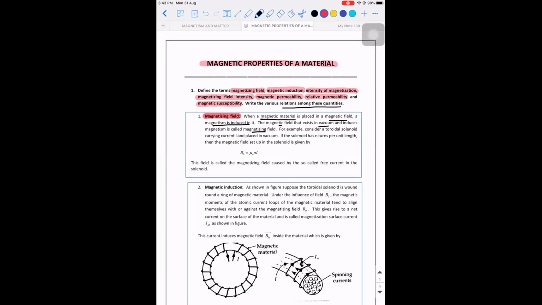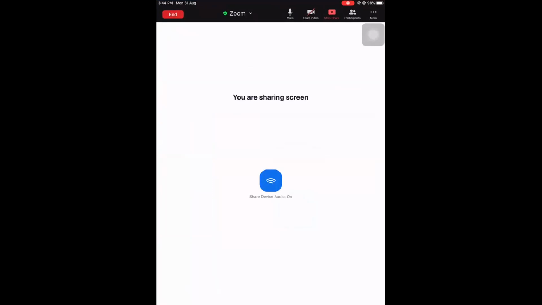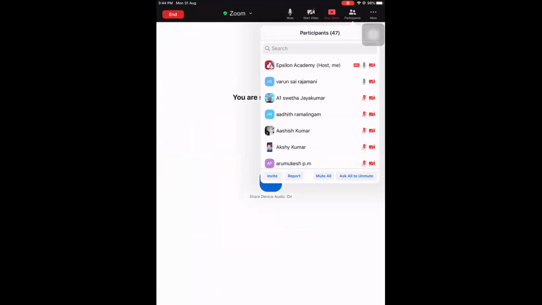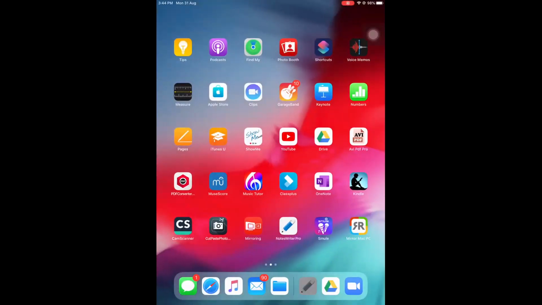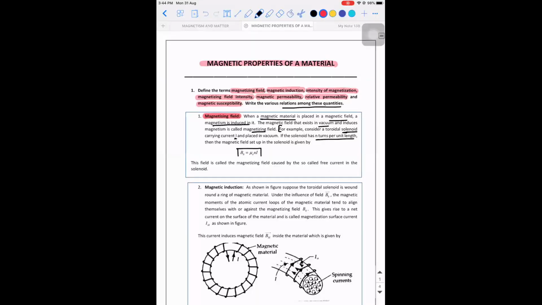So the example is given. For example, you can consider a solenoid. It need not be a toroidal solenoid also. You just consider a solenoid which is carrying current I and is placed in vacuum. If the solenoid has n turns per unit length, then what will you say about the magnetizing field? It will be equal to mu naught into n into I.